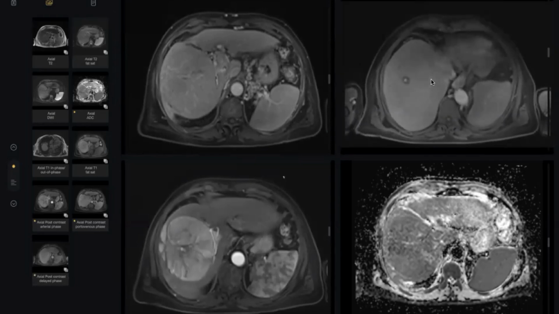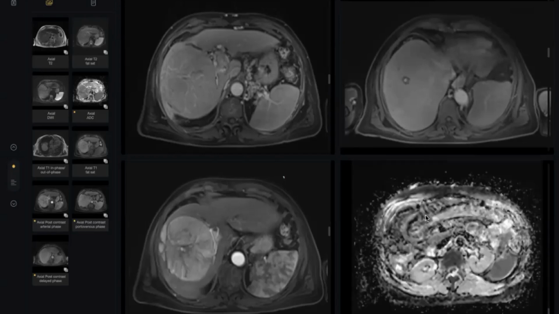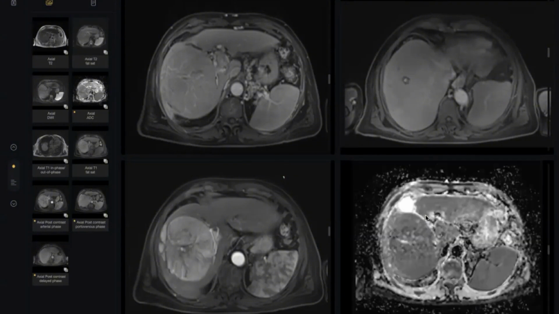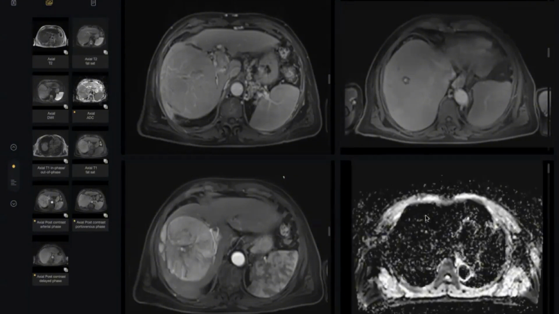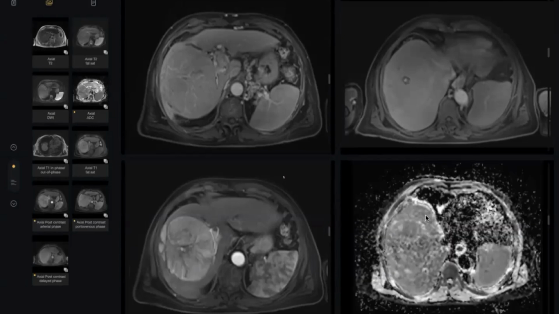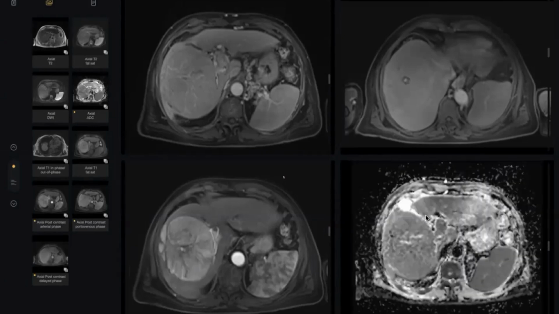What happened? Which pathway are these lesions running in? Okay, there is persistent contrast within the lesion in the delayed phase. And there is no background hepatic cirrhosis. There is no capsular retraction.